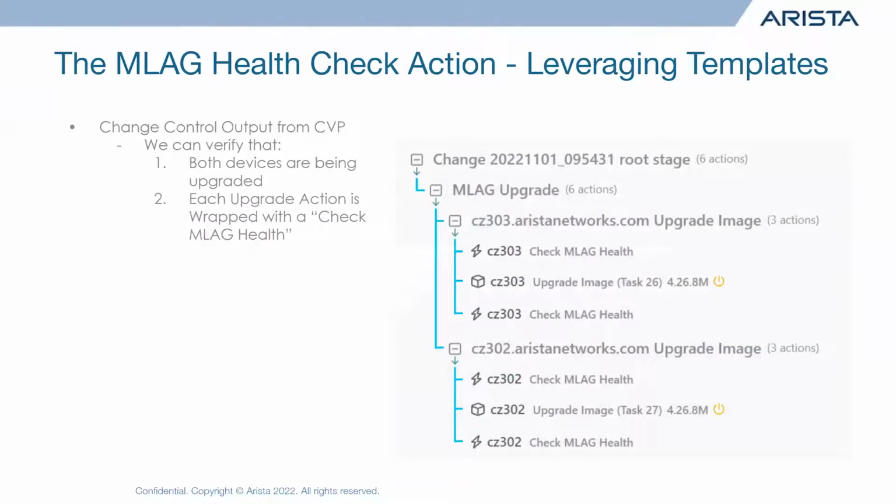And effectively, once you've done that, you'll have an output of the exact same thing we saw on the first slide, just automatically whenever you push in your image upgrade tasks. And we can verify that, one, we have both our devices being upgraded here. You can see the CZ303 and 302, and each upgrade action is wrapped with a Mlag health check action, as well as everything being in series.